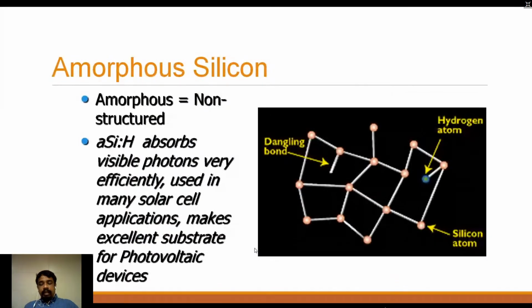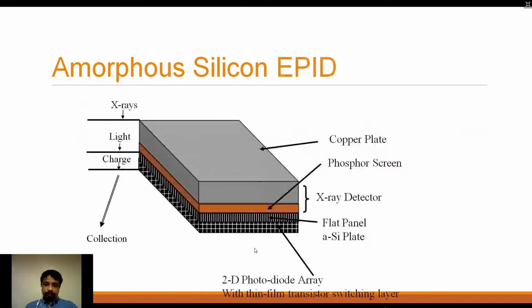The recent flat panel detectors are made up of amorphous silicon. Amorphous means non-structured, and amorphous silicon absorbs visible photons very efficiently. It's used in many solar cell applications, which convert solar energy into electricity, and it is an excellent substrate for photovoltaic devices.